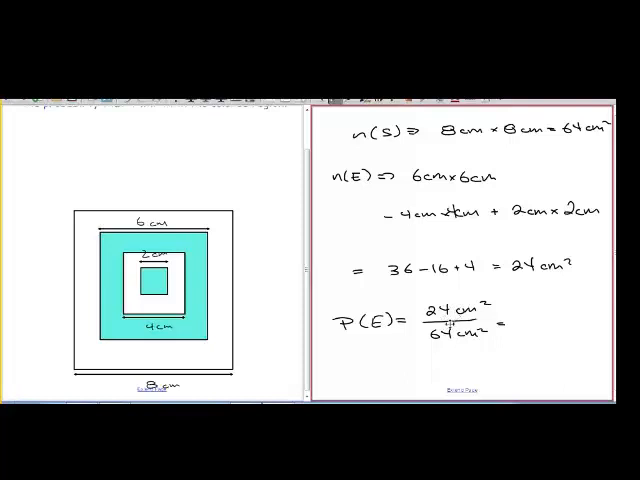let's see, we can divide by 6. Let's see what happens. Divide by 6, we'll get 4 over, no, you can't divide 64 by 6, can you? So we'll divide by 2. 12 over 32. Okay, the centimeters squared cancel out. I can go a little further, so that'd be 6 over 16 or 3 over 8. Okay, so the probability is 3 over 8.